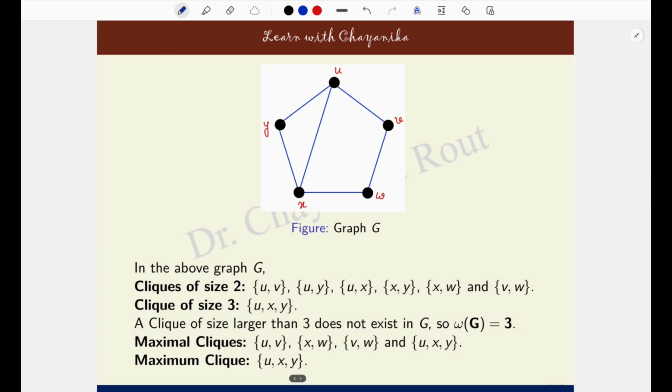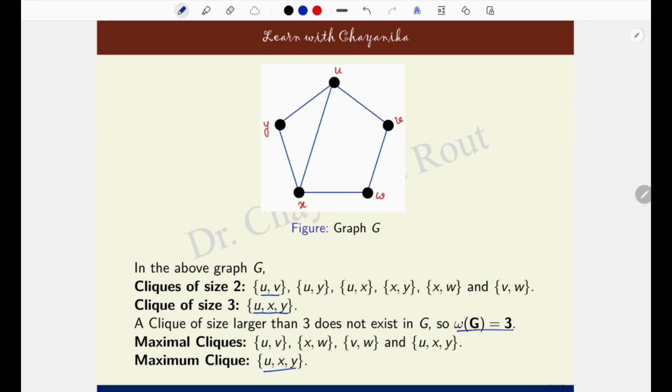Now we have another graph here where we can see all possible cliques are UV, UY, UX, XY, XW and VW, each corresponding to the two vertices of each edge in the graph. And as we can see, there is a K3 in this graph that indicates there is a clique of size 3 created by XYU or UXY. So the maximum clique is UXY, the clique of the largest size, and that will determine the clique number omega(G). Now what about the maximal cliques?